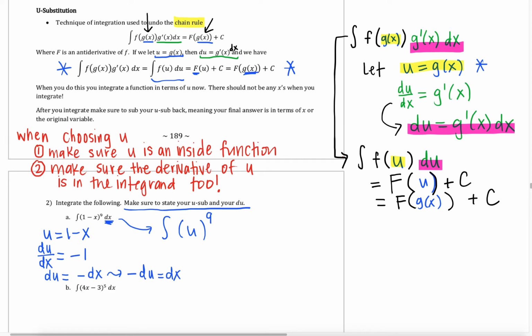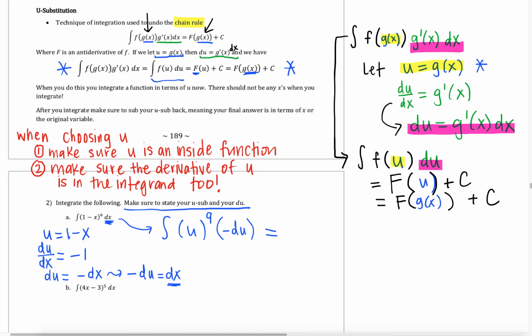What that's going to allow me to do then is replace this dx with the negative du. So when I replace that in, it is being multiplied to the u to the 9th. And I've now replaced everything from my original integral in terms of x. Now before I integrate, this looks a little funky here.